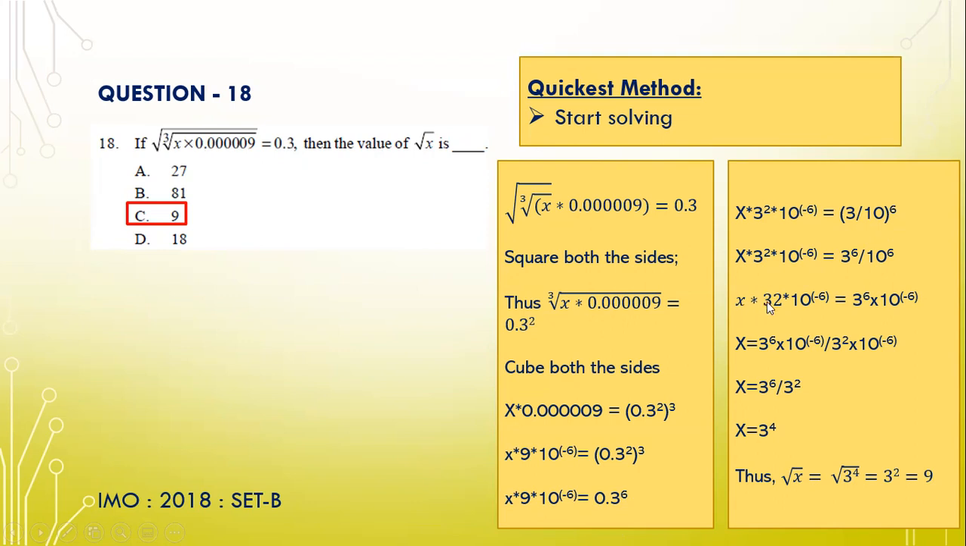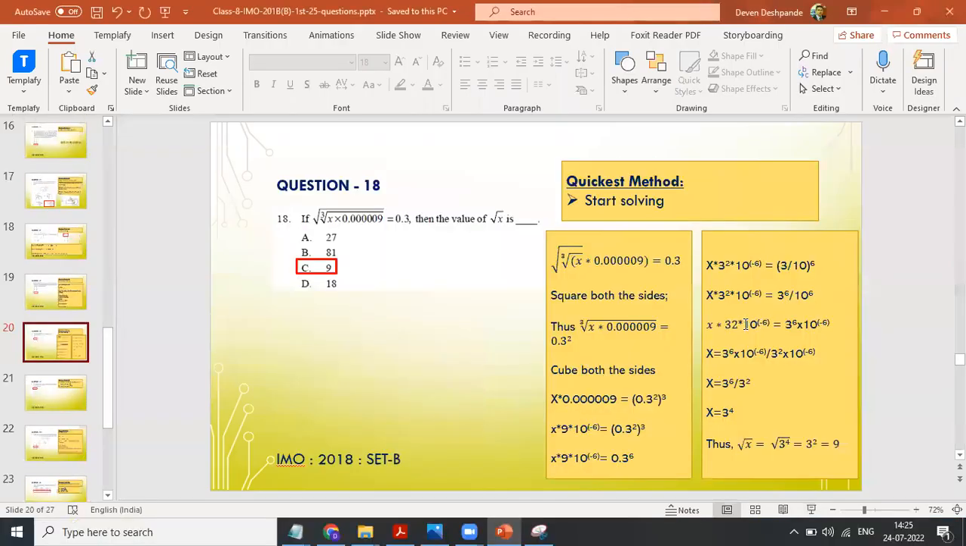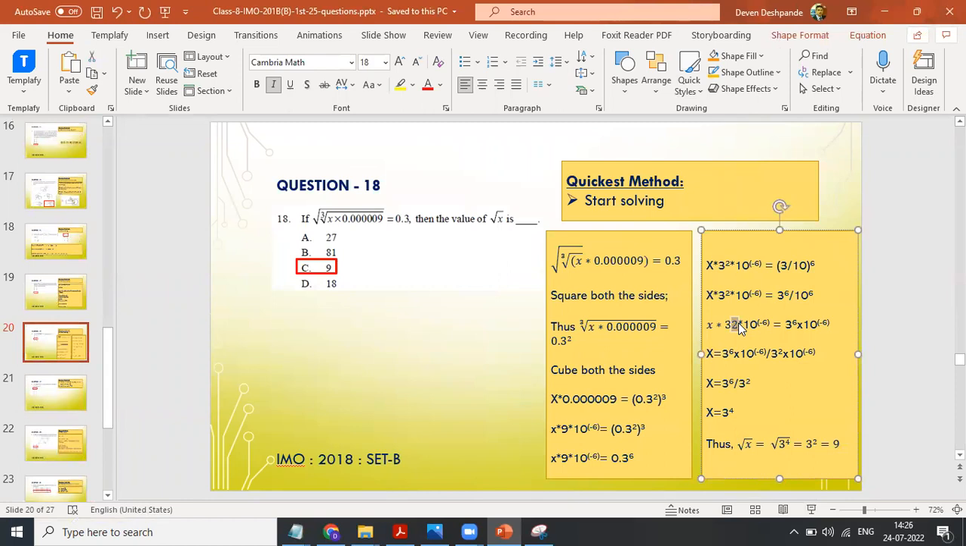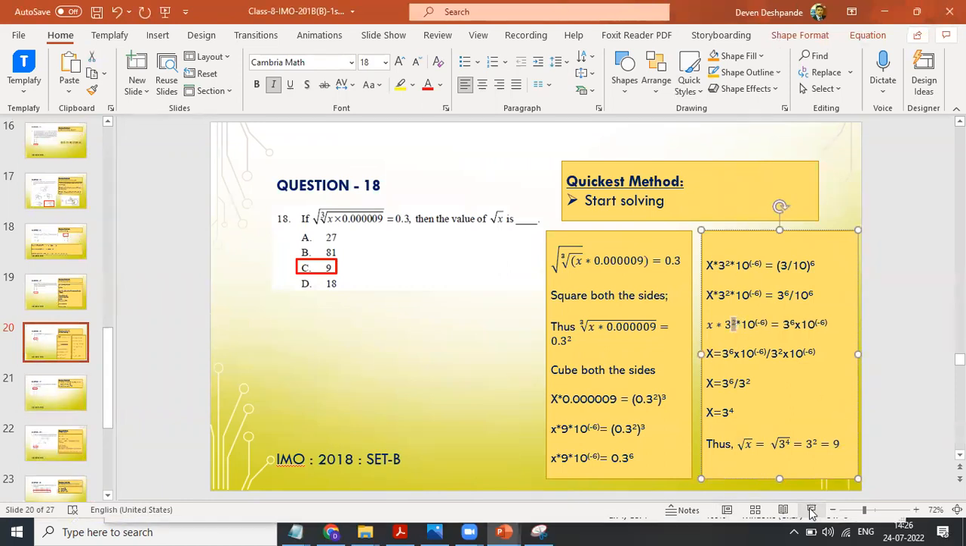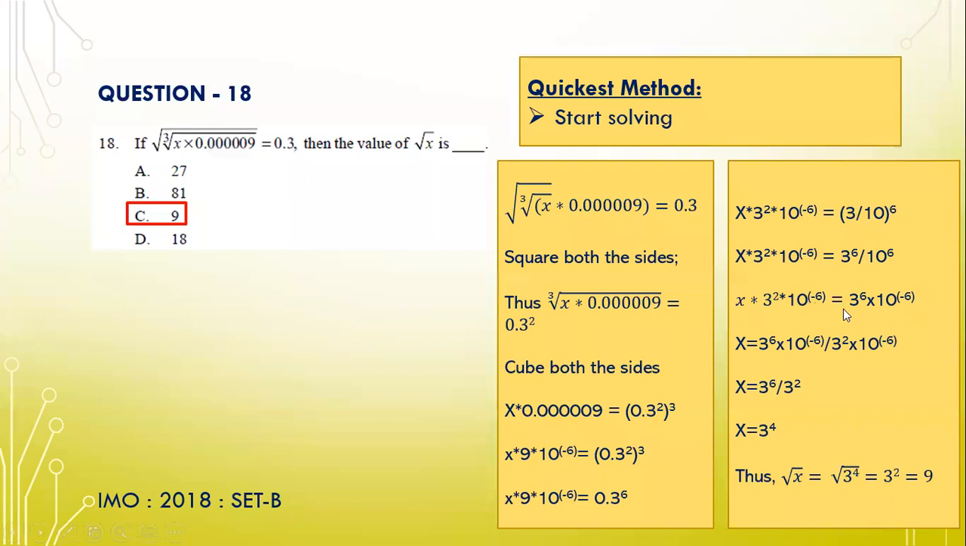So similarly, x into 3 raised to 2. Sorry, this will be 3 raised to 2 into 10 raised to minus 6 is equal to 3 raised to 6 into what is 1 upon 10 raised to 6? 1 upon 10 raised to 6 is 10 raised to minus 6, isn't it? So now 10 raised to minus 6 and 10 raised to minus 6 will get cancelled. So x is equal to 3 raised to 6 upon 3 raised to 2, which is x is equal to 3 raised to 4. So square root of x is square root of 3 raised to 4, which is 3 raised to 2, which is 9. So our answer is 9.